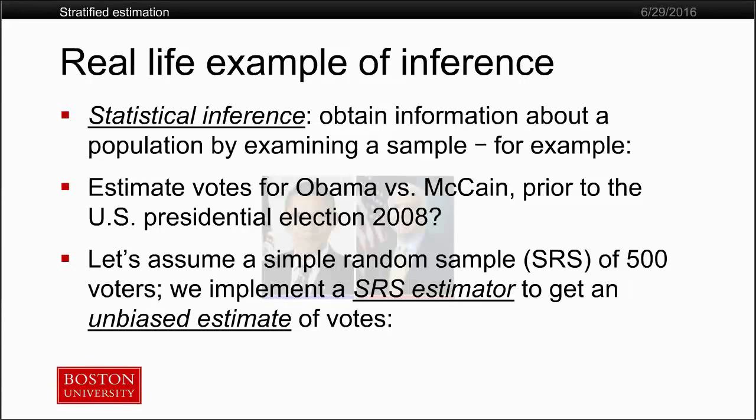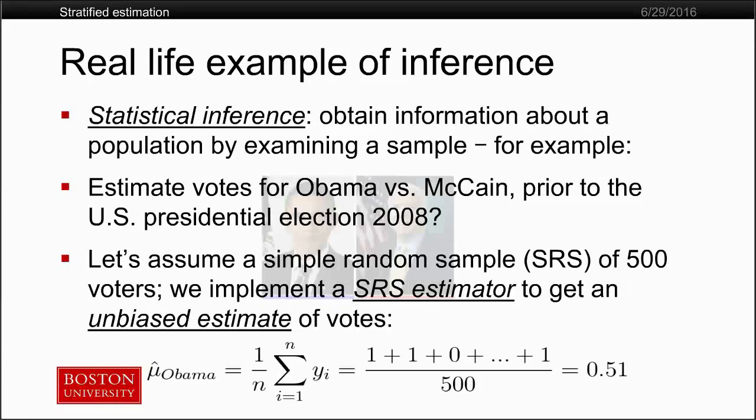We'll have our sample data then of 500 answers according to these 500 voters. That's our sample data. We can apply a simple random sample estimator to that sample data to get an unbiased estimate of the number of votes for presidential candidate Obama, for example. And in this case, the simple random sample estimator is very simple. It's just the mean value.